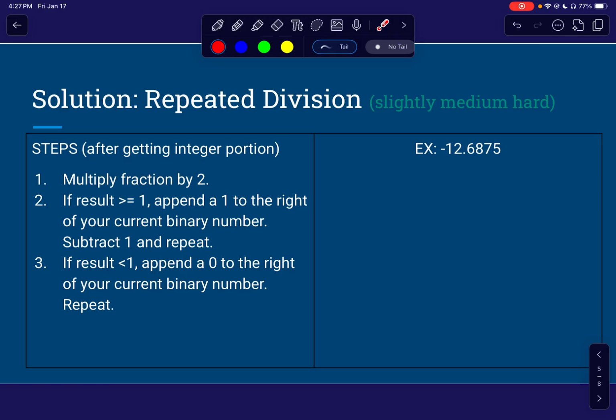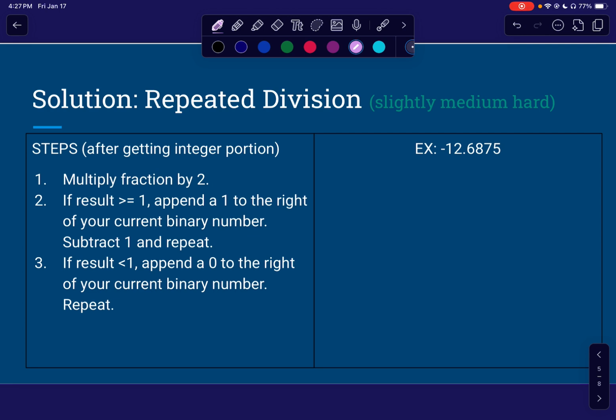If that result is greater than or equal to 1, we're going to append a 1 to the right of the current binary number. We're then going to subtract 1 and repeat. If that result was less than 1, however, we're going to append a 0 to the right of the number. And then we're going to keep repeating until we get 0 as our remainder.